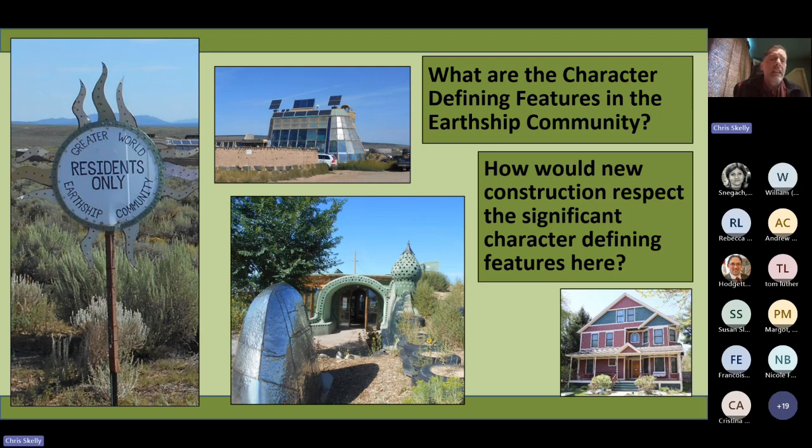Same thing if you were at the Earthship community in New Mexico. Character defining features there. Any new construction would really want to make sure that it took into account the existing significant character defining features. So a house like this might work just fine in many local historic districts, but it would be very, very out of place in a place like this.